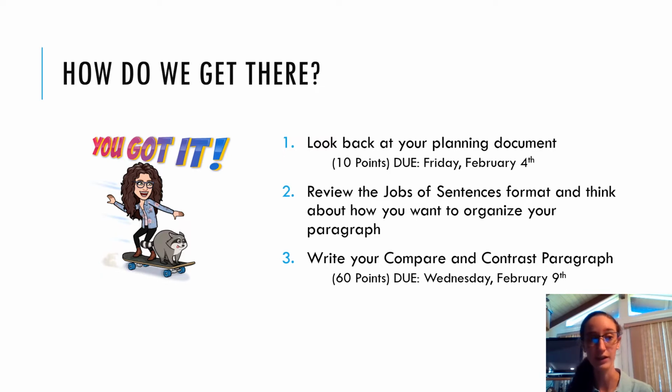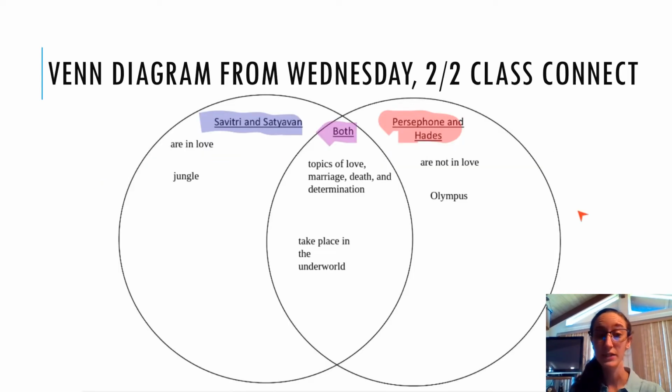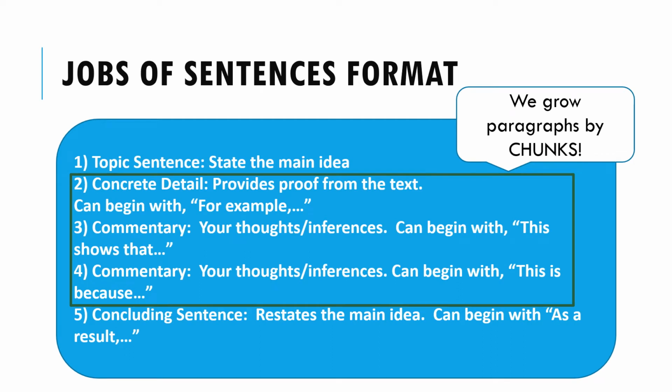So we're going to take a look at an example. Here is my planning document. This is the one we went over on Wednesday in class. So I compared and contrasted the stories of Savitri and Satyavan and Persephone and Hades. So this is, once again, my planning document that we went over in class. So here's the jobs of sentences. Remember, we have our topic sentence, concrete detail, commentary, and our concluding sentence.